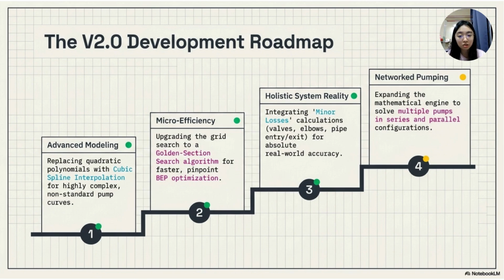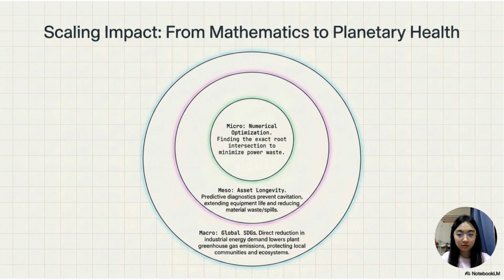The third stage introduces holistic system realism by incorporating minor losses caused by valves, elbows, and fittings into the system head calculation. Finally, the fourth stage is network pumping, where the application will be expanded to analyze pumps operating in series and parallel configurations, making it suitable for larger industrial plants.